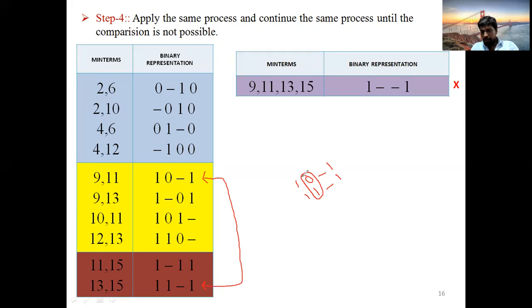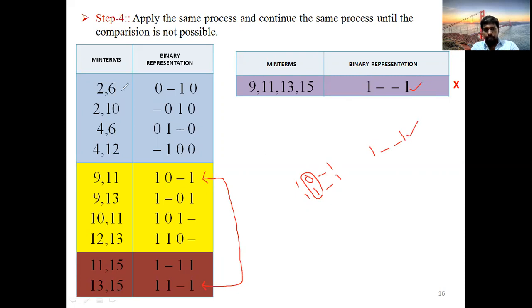The remaining 3 are the same. Here 1 is there, here 1 is there, here dash is there, here dash is there, here 1 is there, here 1 is there. So the first bit is common, 1; the second bit is varying. Varying means you should keep a dash. The third bit is already a dash, and the fourth bit is 1. So 1 dash dash 1 is the answer, and that I have written here.